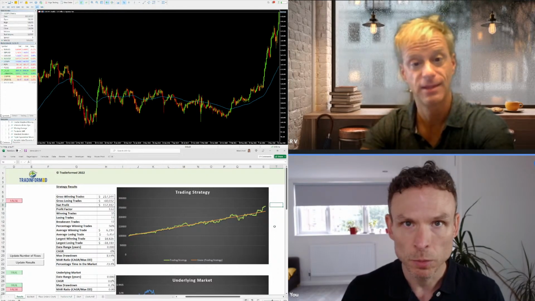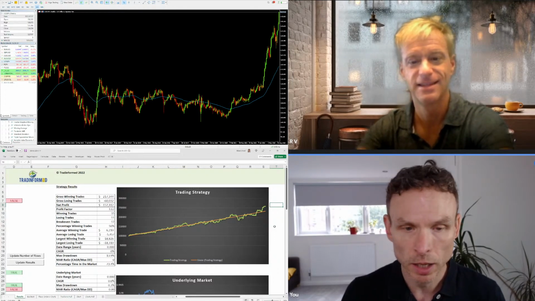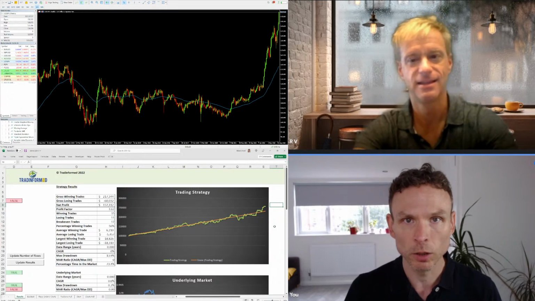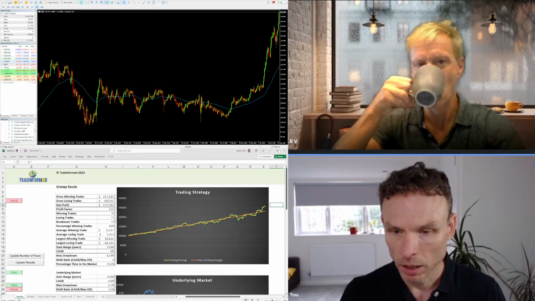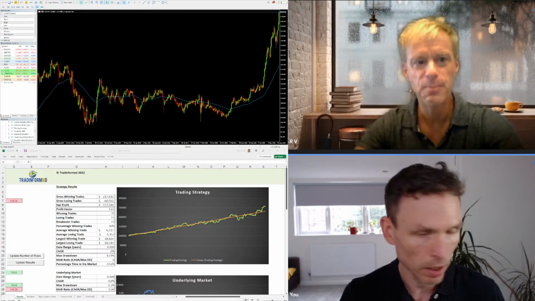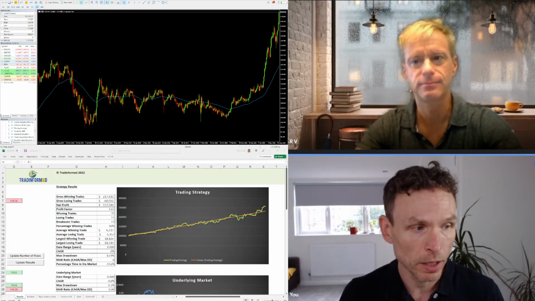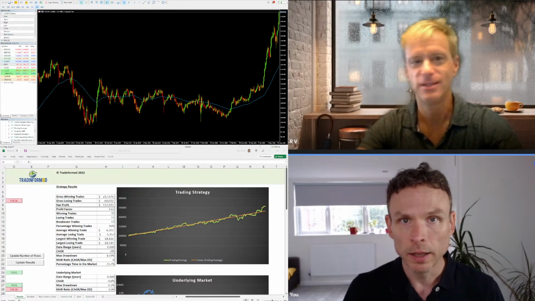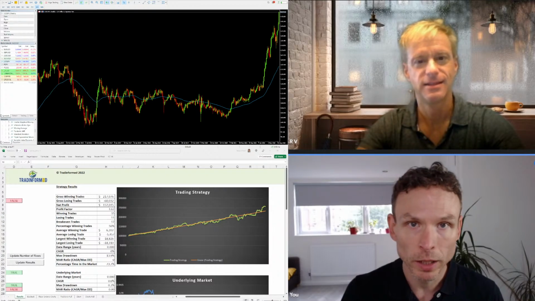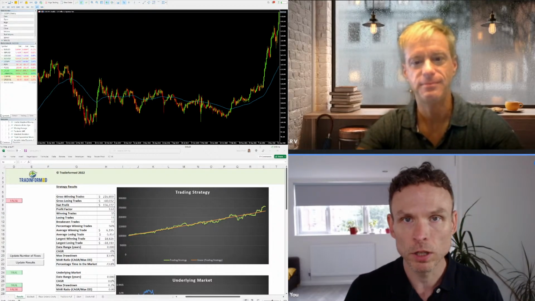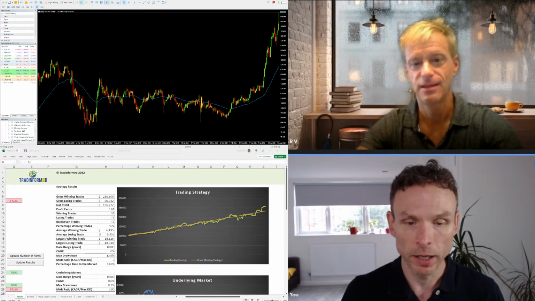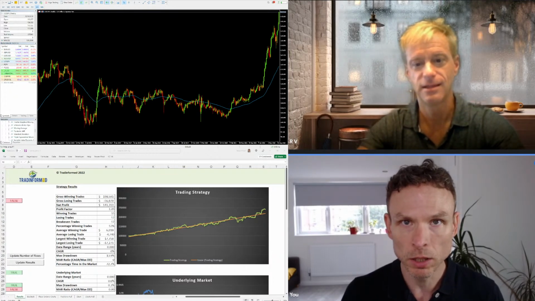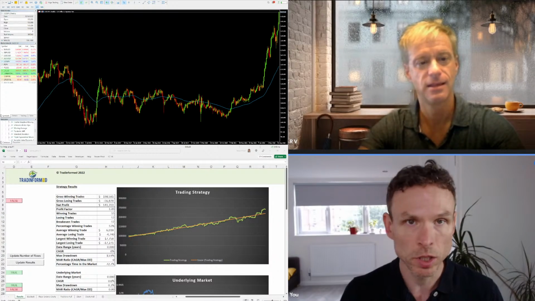If you're new, you haven't seen this before, we are using an Excel model, which you can see in the bottom left-hand corner of your screen. And at the top of the screen you can see the MetaTrader 5 terminal, which we are using. We're using MetaTrader 5 to get price data and to take trades. So that is the connection we're using for the system today.